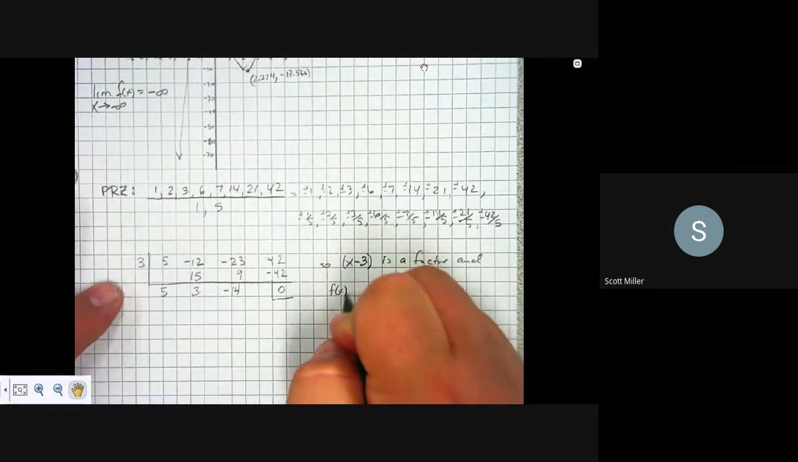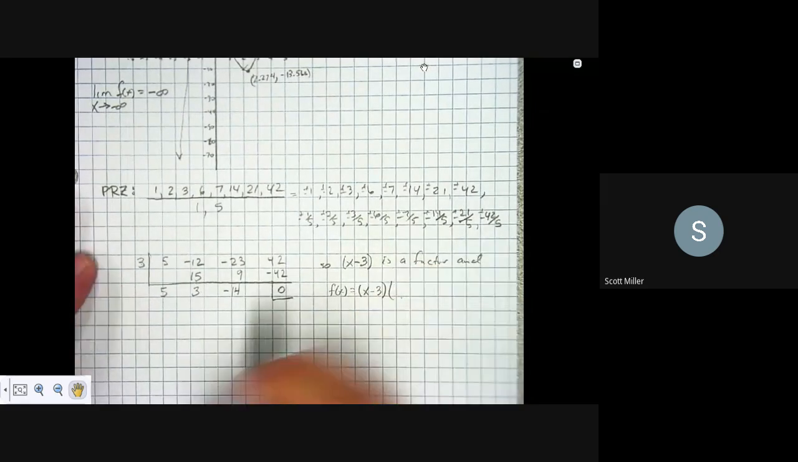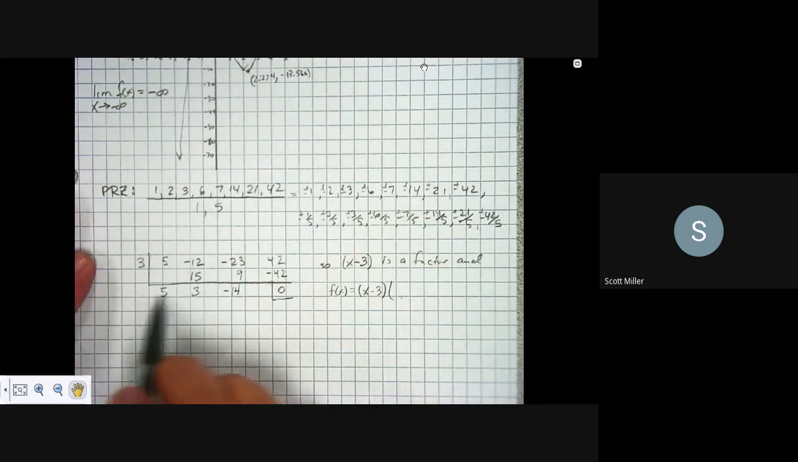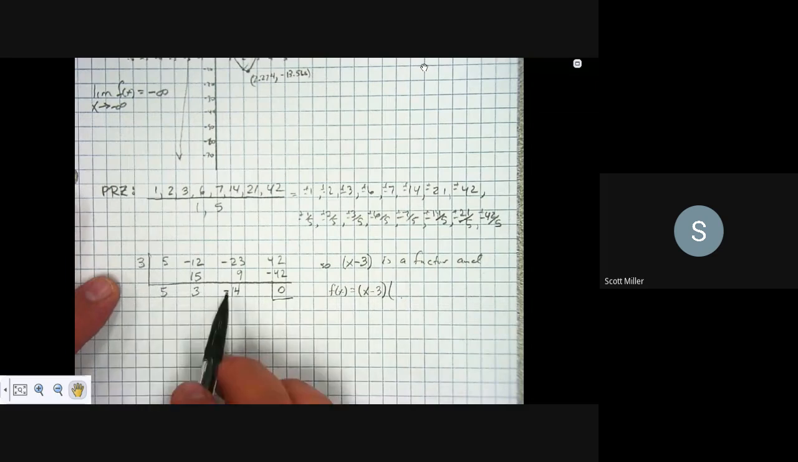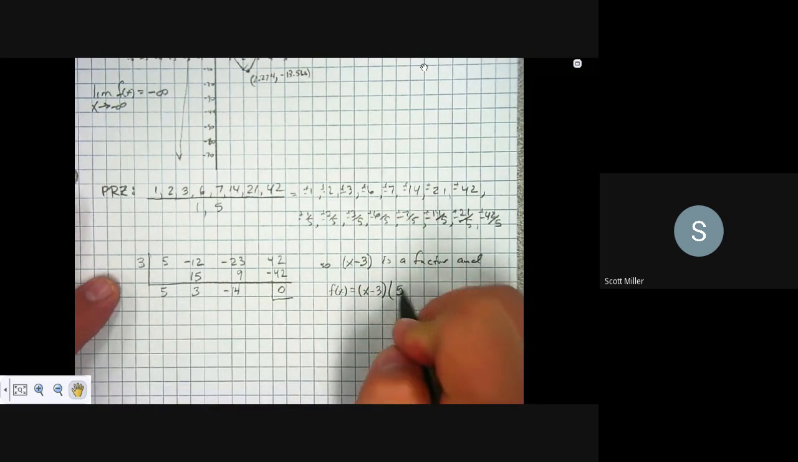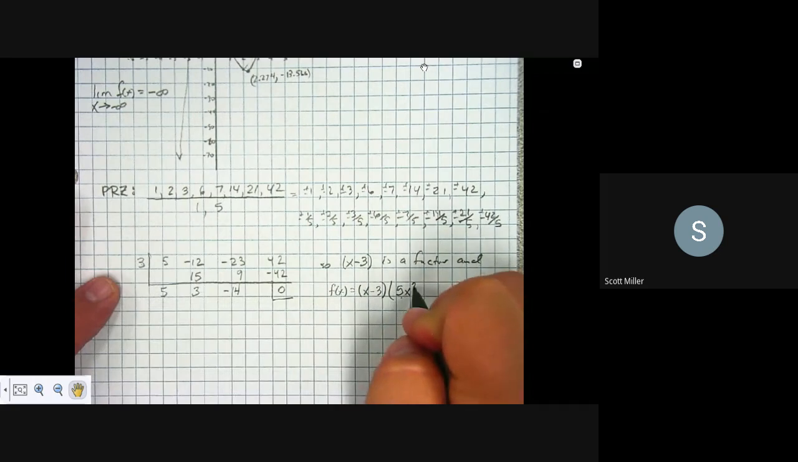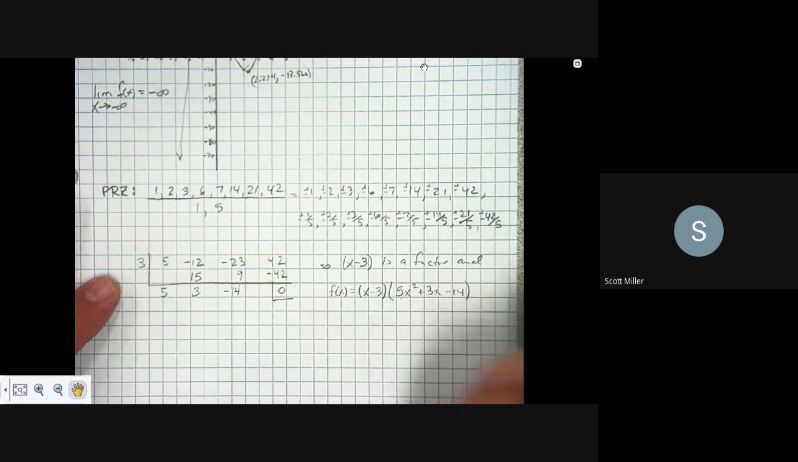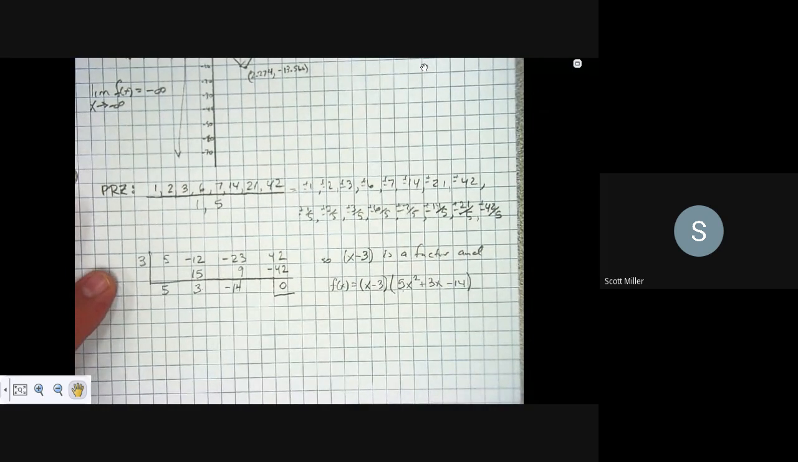F of x can now be rewritten as x minus 3 times these numbers are the coefficients of your remaining factor. So it's this times the polynomial created from this, which is 5, this is constant, x squared, so 5x squared plus 3x minus 14. See, now it's in factored form. It's not completely factored. Okay, we're going to test another one up here.